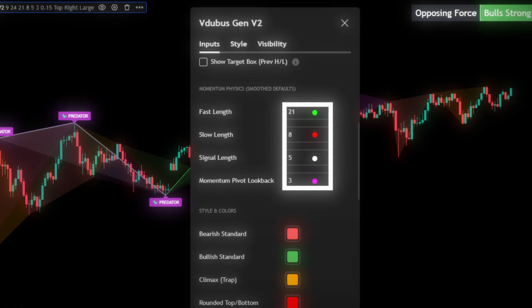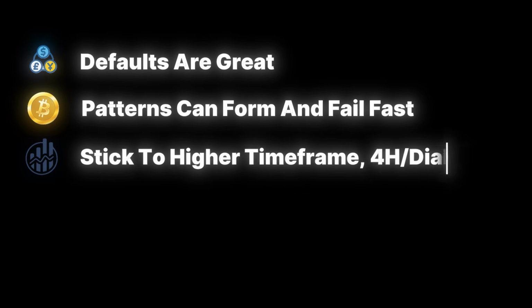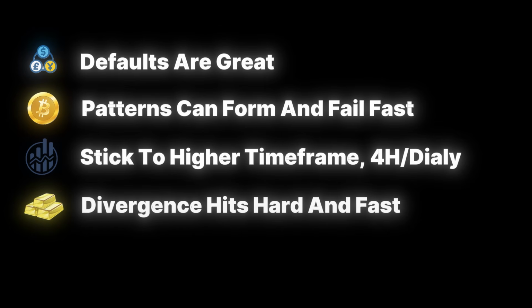A few market-specific notes worth knowing. For forex, the defaults work great on major pairs, especially during London and New York sessions when momentum is cleanest. For crypto, patterns can form and fail fast. Consider tightening look back to 2 on lower timeframes, but always wait for the full pattern to complete before touching a trigger. For stocks, stick to higher timeframes. The geometry works, but intraday noise on individual equities can be brutal. Let the pattern breathe. For gold, divergence hits hard and fast. You want strong dashboard alignment before entering. Don't take halfway signals on XAU.